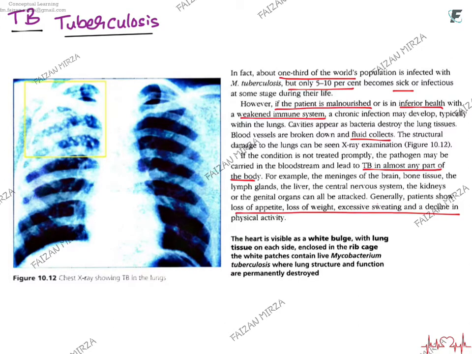So what is tuberculosis? Tuberculosis primarily occurs in the lungs, but it can affect other body systems and body organs as well. But we'll be restricting our discussion to the tuberculosis of lungs. Generally, one third of the world's population is infected with the pathogen. The name of the pathogen is M. tuberculosis. Only 5 to 10% become sick or start to show symptoms in their lifetime.